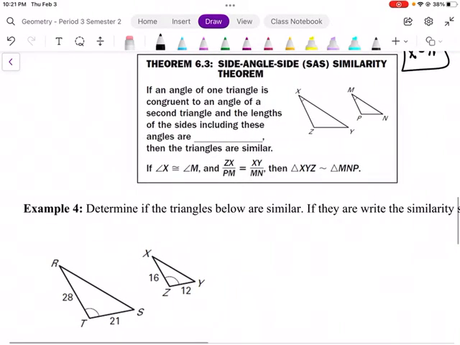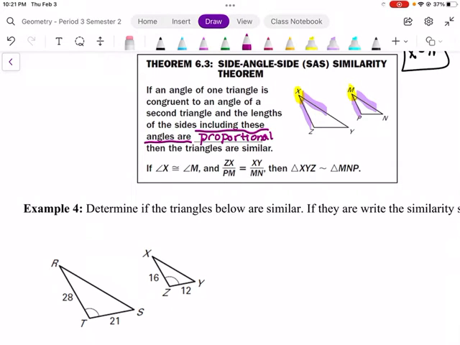So the next way that we can prove two triangles are similar is by side, angle, side. So for this one, we have to have an included angle, and then we have to show that the two sides around that angle are proportional with each other. If an angle of one triangle is congruent to an angle of a second triangle, and the lengths of the sides including these angles are proportional, then the triangles are similar.